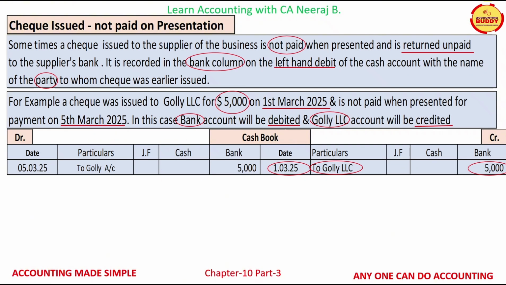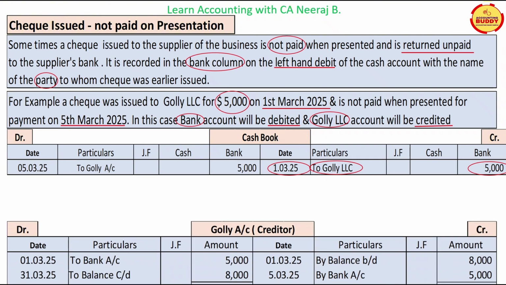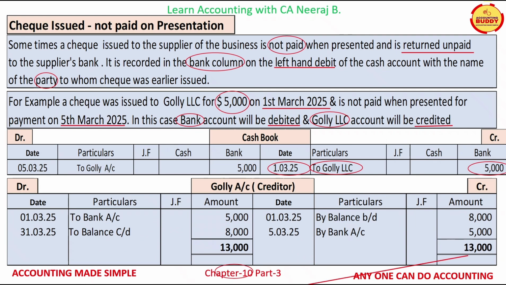The corresponding entry was posted in the ledger account of Goli LLC. An entry of $5,000 was posted on 1st of March 25 on the debit side of Goli LLC's account by writing the words to bank account.